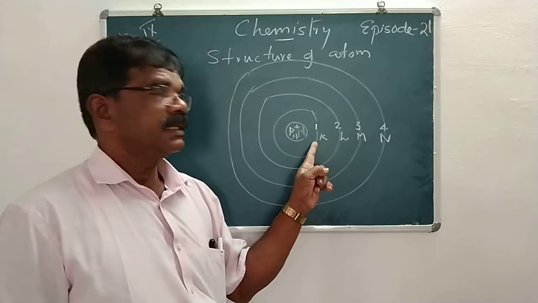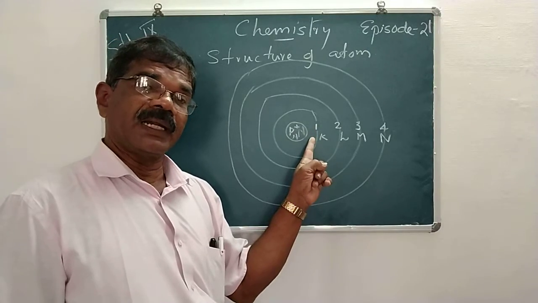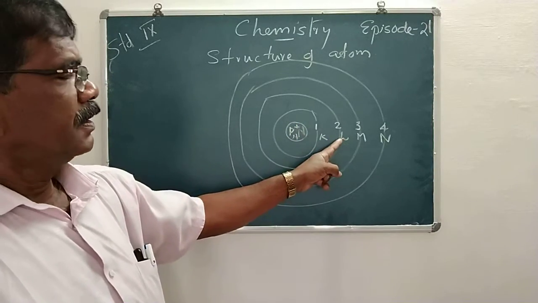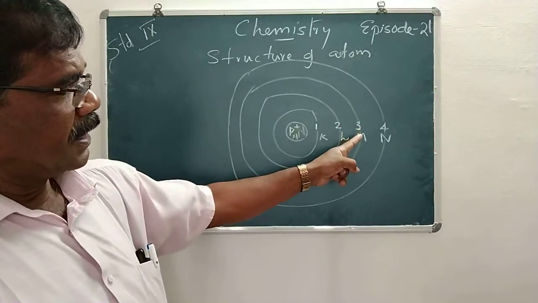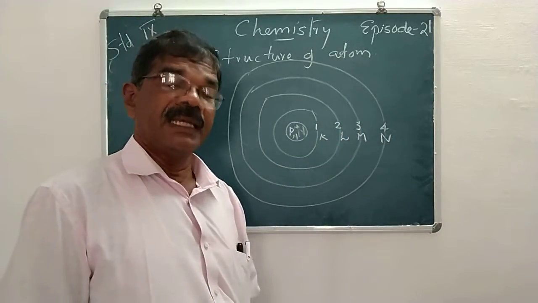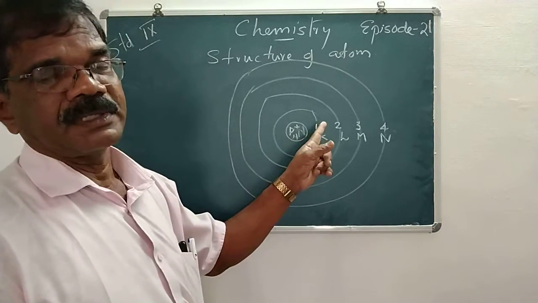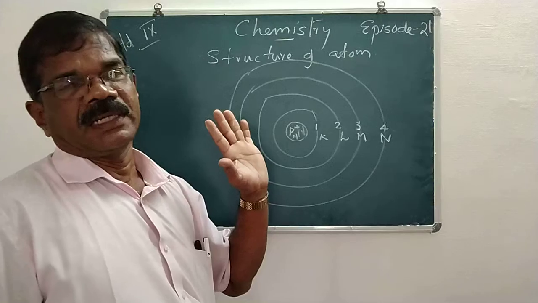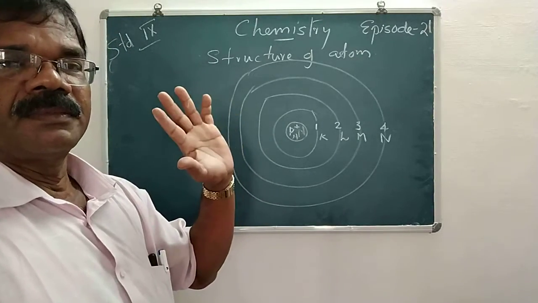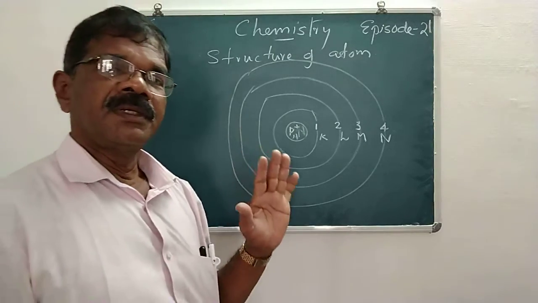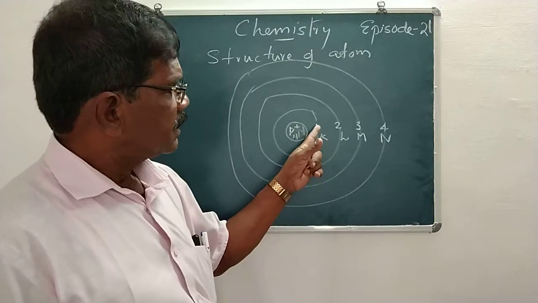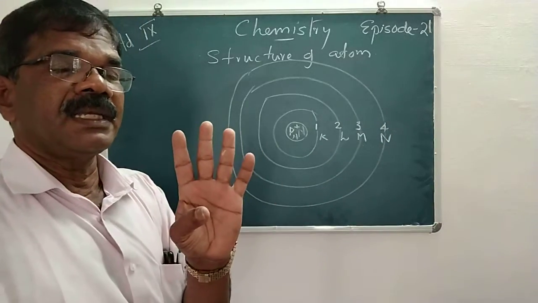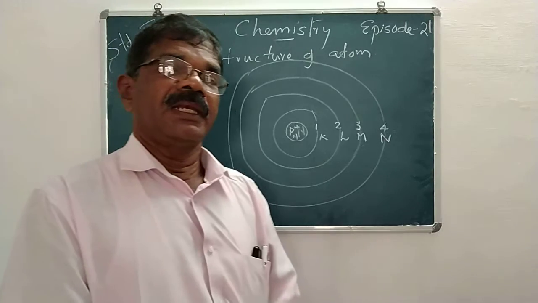What are the different shells? The first shell, which is closer to the nucleus, is named K shell. The second shell is named L, the third shell is named M, and the fourth shell is named N. This is the shell number. In the previous class I explained that, like in your attendance book you have your number and your name, both are the same. Instead of calling your name, your number can also be used. Shell number 1 is K, shell number 2 is L, shell number 3 is M, shell number 4 is N.